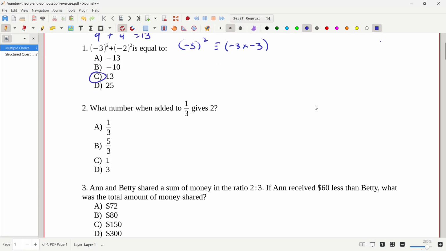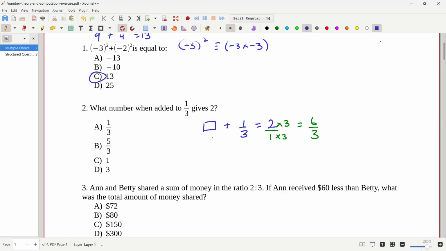Next, what number when added to 1/3 gives 2? A number, when I add it to 1/3, is going to give me 2. Well, I don't know what this number is, so I can simply try to figure it out. I am going to first write 2 as something over 3. 2 is 2 over 1, and if I times it by 3, I'm going to times the bottom by 3 as well, and I'm going to get 6 over 3. So something plus 1 over 3 is going to be 6 over 3.